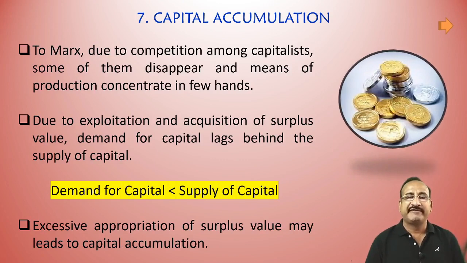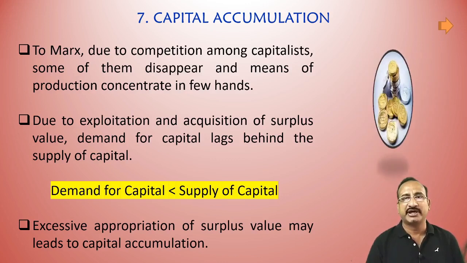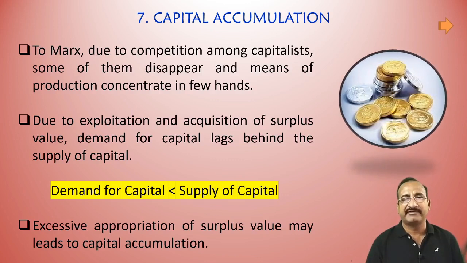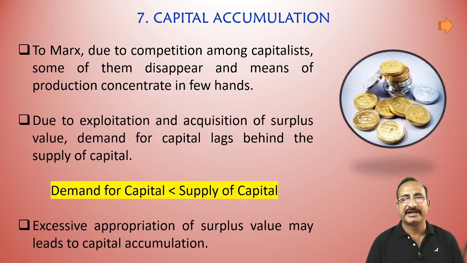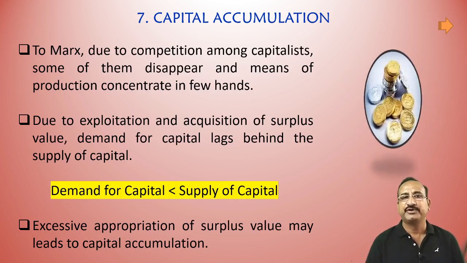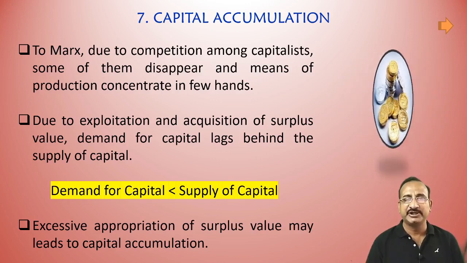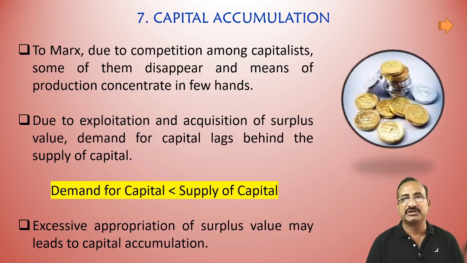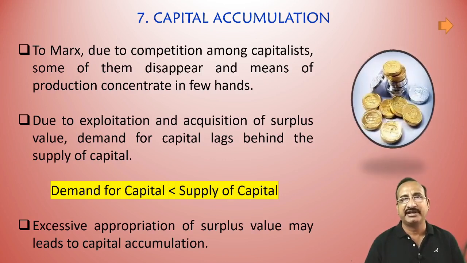It means that due to heavy competition in the society among the capitalists themselves, so as to acquire more and more profits, some weak and incapable capitalists will disappear from the market. That's why a few powerful capitalists will remain in the market, and the total capital will be accumulated in the hands of those few capitalists. And due to exploitation and acquisition of surplus value also, the demand for capital will be less than the supply of capital. So the supply of capital will be more in the hands of few capitalists, and the demand for capital will decrease continuously.